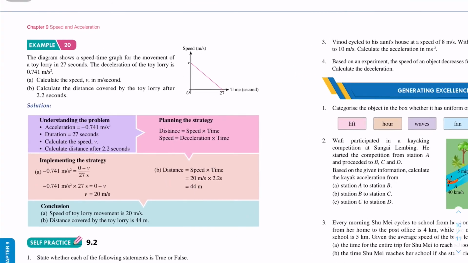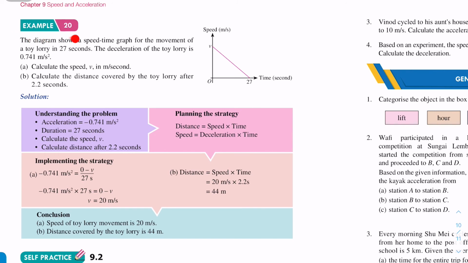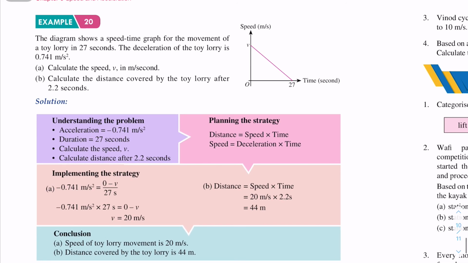Next, let's look at the last example. Example 20. The diagram shows the speed-time graph for the movement of a toy lorry in 27 seconds. The deceleration of the toy lorry is 0.741 meter per second square. A, calculate the speed V in meter per second. The original one is in meter per second also, so no problem. B, calculate the distance covered by the toy lorry after 2.2 seconds.